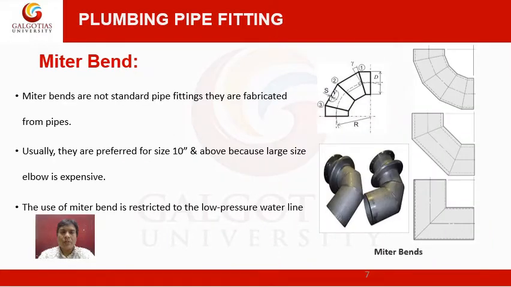Miter bends are used in low pressure water lines in place of elbows. Miter bends are not standard pipe fittings; they are fabricated from pipes as per the bend and the requirement. Usually they are preferred for sizes of 10-inch and above because large elbows are very expensive. The use of miter bends is restricted to low pressure water lines.